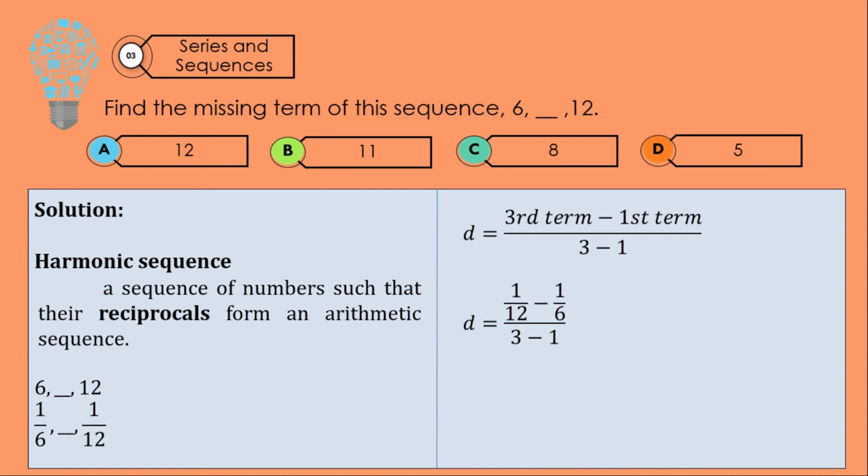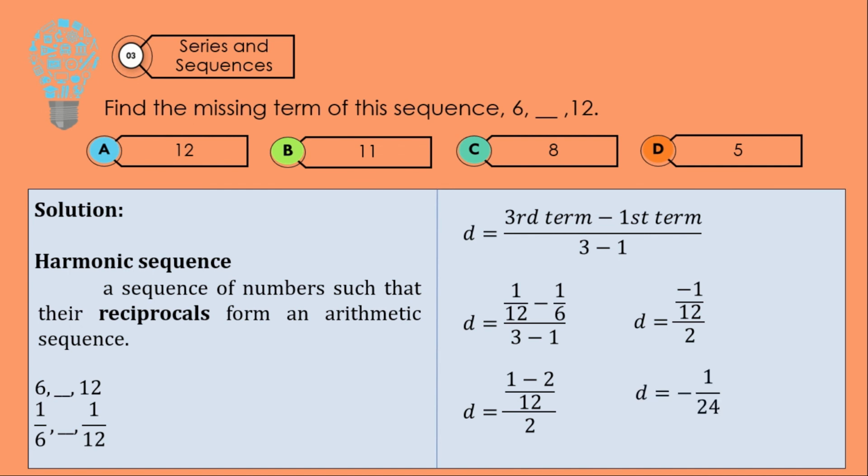Get the least common denominator of 12 and 6. We have 12, and get the numerator. Subtract 3 minus 1, we'll have 2. We'll have 1 minus 2 over 12 divided by 2. Subtract 1 and 2, we'll have negative 1 over 12 divided by 2. So negative 1 over 12 divided by 2 is equivalent to negative 1 over 24. So we have now our common difference.